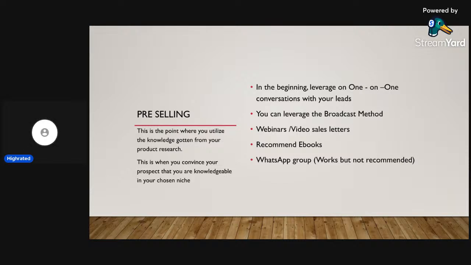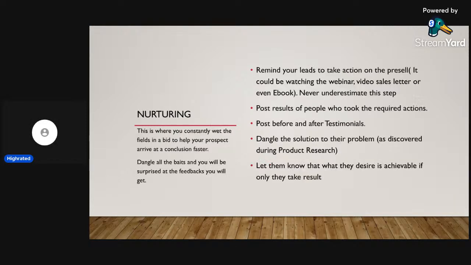Then you can choose to use a WhatsApp group. When they come into your funnel, send them into a group, and you address the group at once. I'm sure most of you went through my WhatsApp group class. It works a lot, but I do not recommend it for my students, because people hijack funnels. People come into your WhatsApp group and take all your leads away if you're not careful.